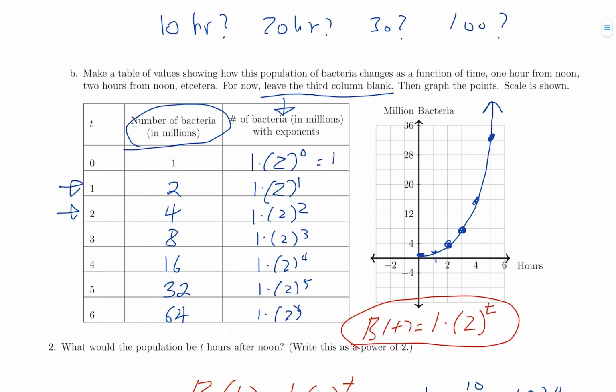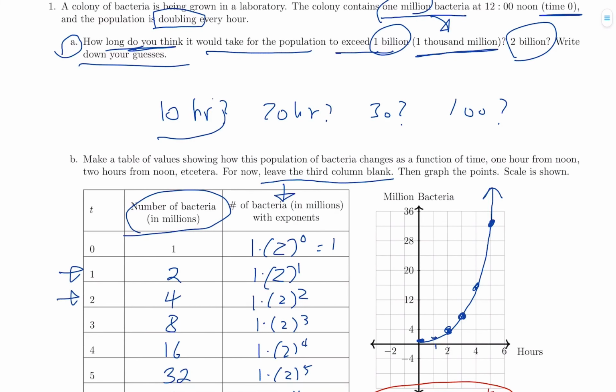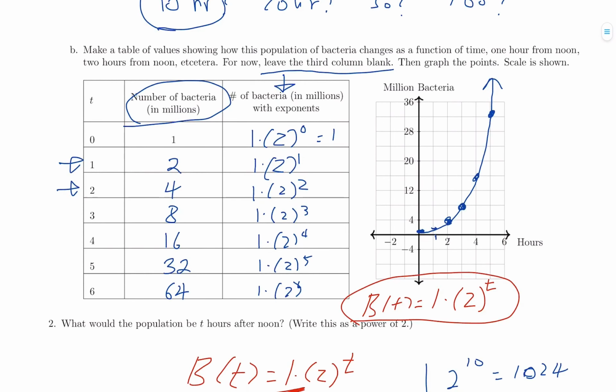So if we go back to the first question, it would be actually about 10 hours or a little less than 10 hours to reach 1 billion, right? Again, if it's not intuitive, that's okay. It's because that's how exponential growth works. It doubles every time, so it grows really fast, right?